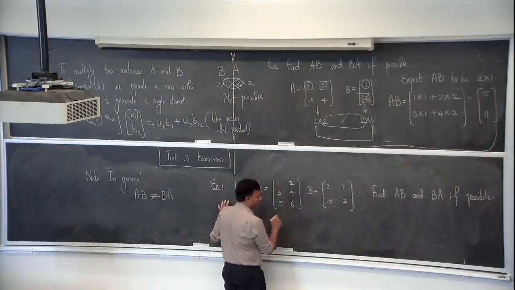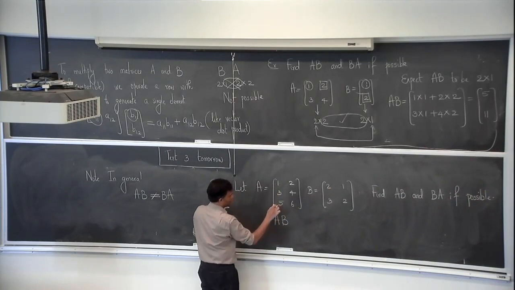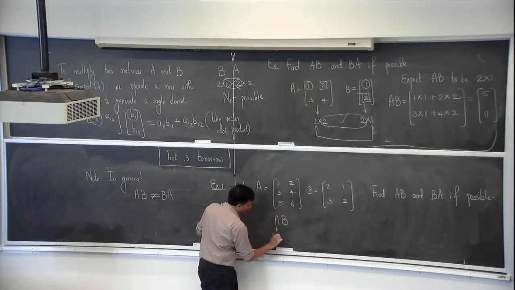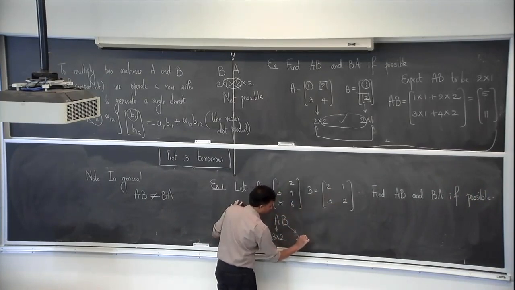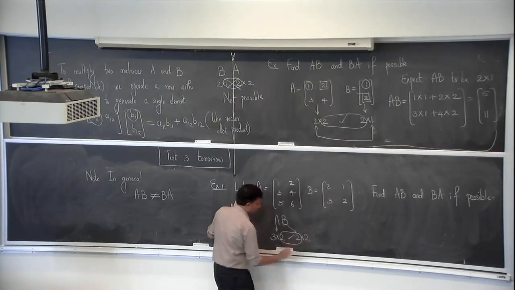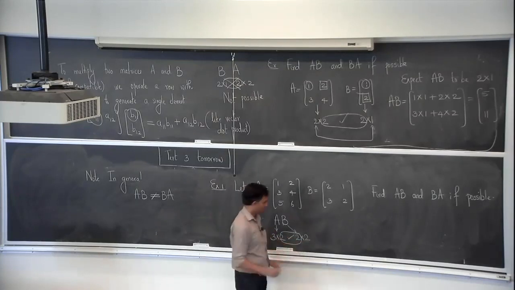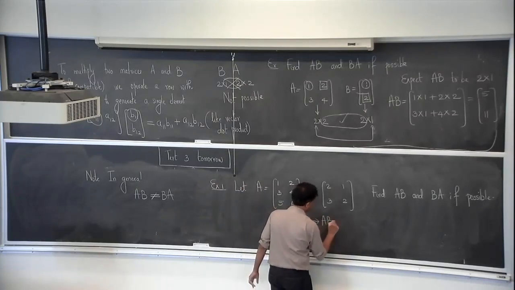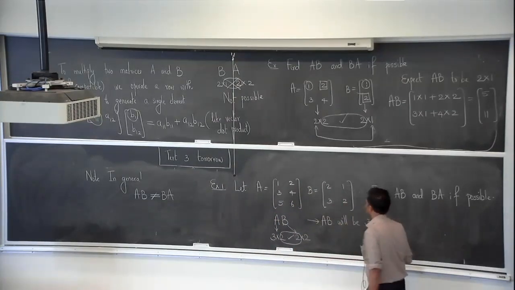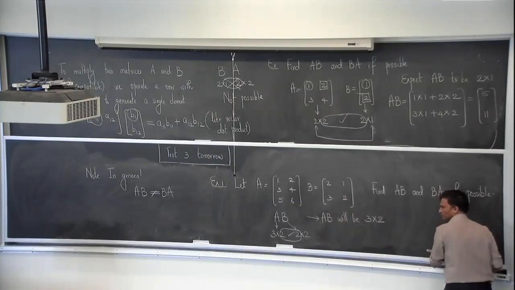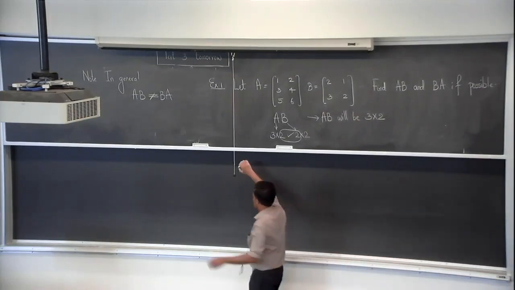Let's make sure that at least one of these is possible. A is a 3x2 matrix, 3 rows and 2 columns. This is a 2x2 matrix. Those two are the same. Good. So the product AB is defined and will be of the size 3x2. That is a compatibility check, right?